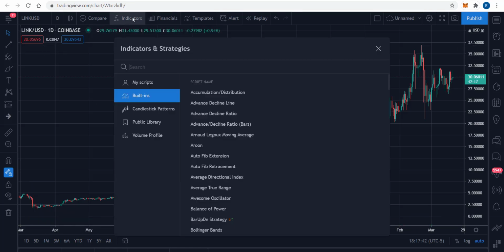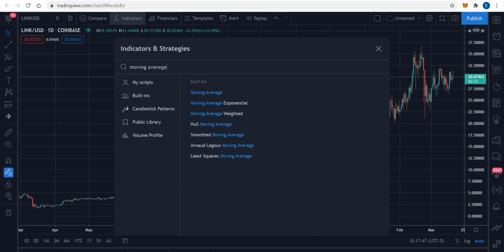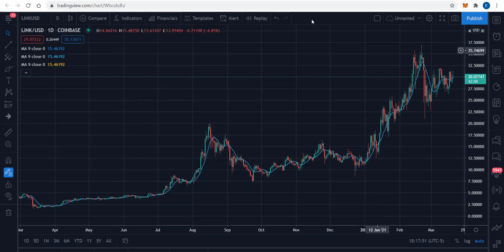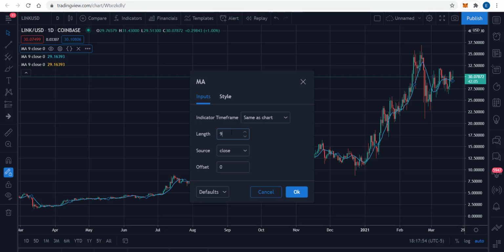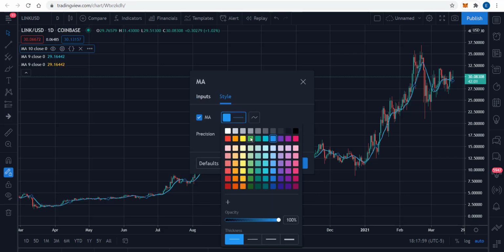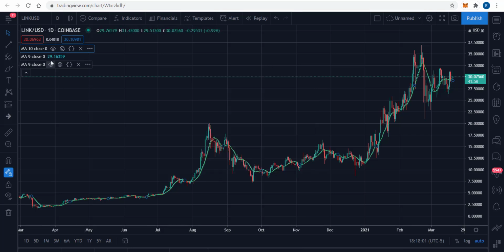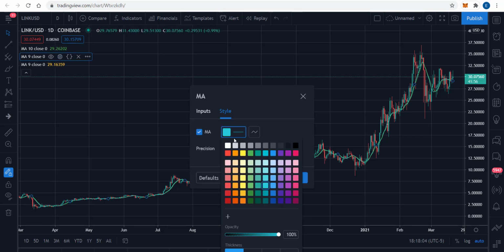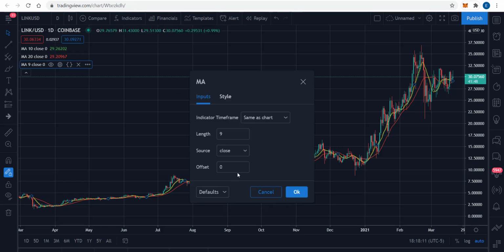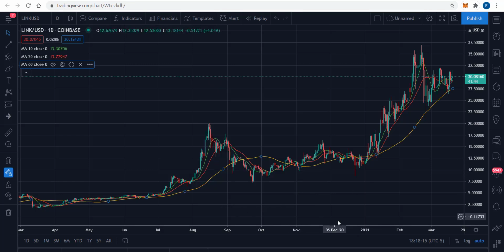Let's go ahead and start out with our moving averages. Let's get a sense of what's going on with Link, and is this a trade that would be worth taking a look at right now? So I'll do my usual 10, 20, 60. The short term will be green, the medium term is going to be in red, and we'll keep the longer term yellow.